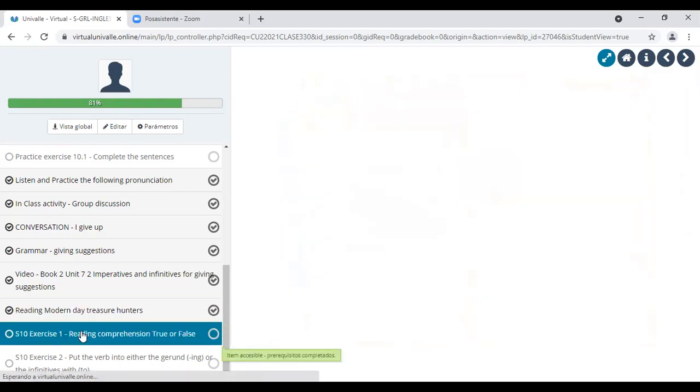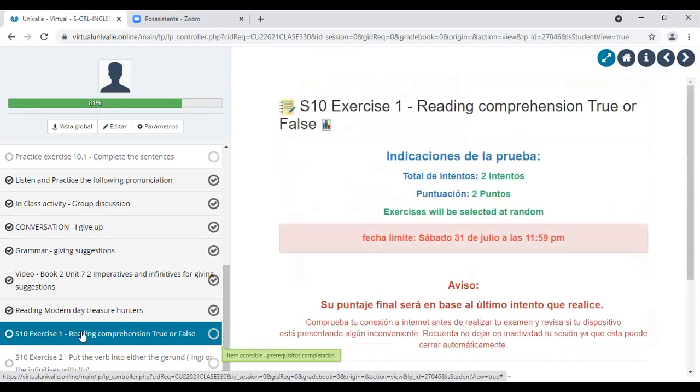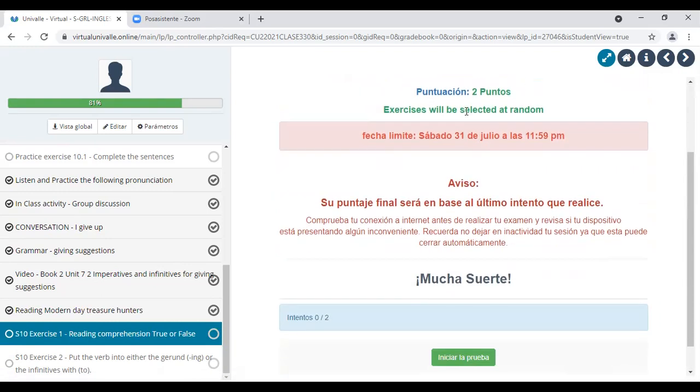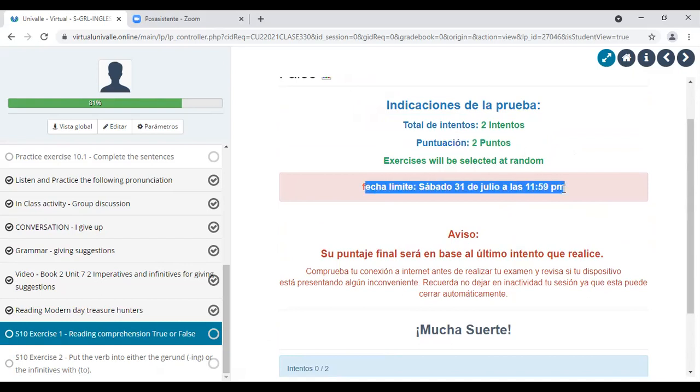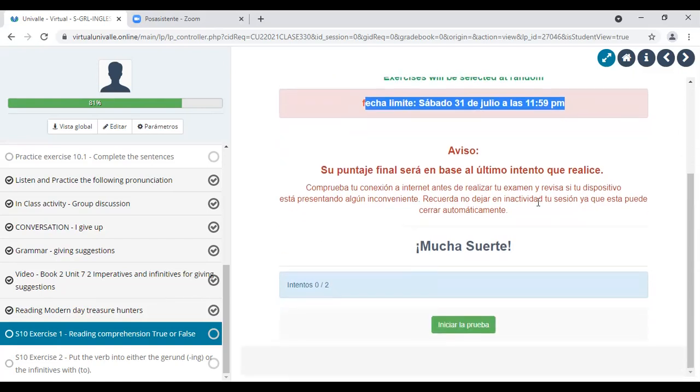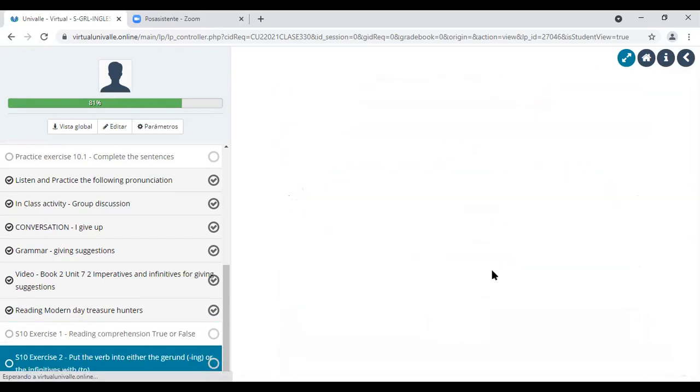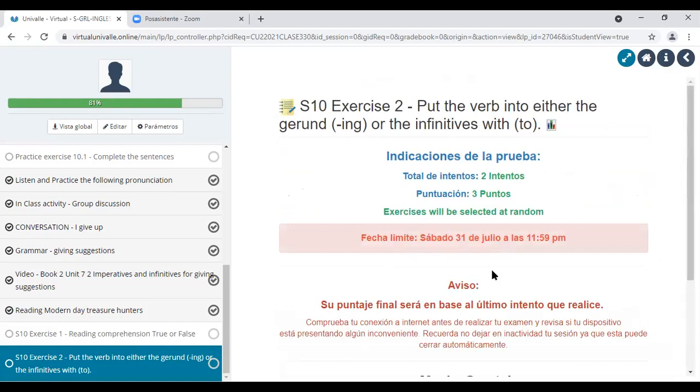And here you're going to have an exercise that is going to be evaluated, reading comprehension, true or false. You're going to have two attempts. If you fail on the first attempt, you're going to have the second attempt to make it better. You will have the chance to do it on Saturday, July 31st. And also you're going to have another exercise that is going to be evaluated.